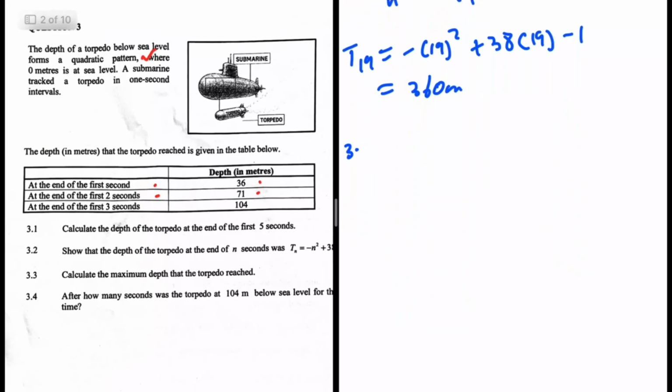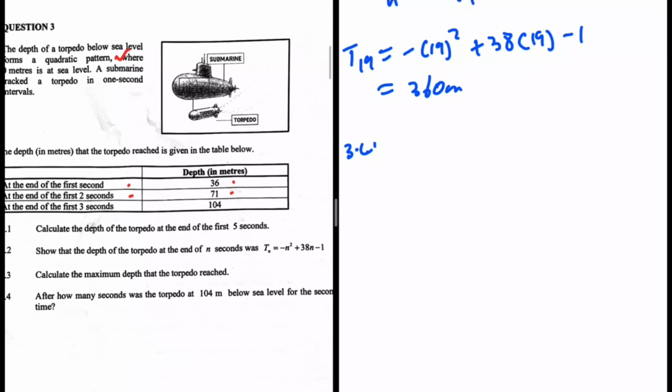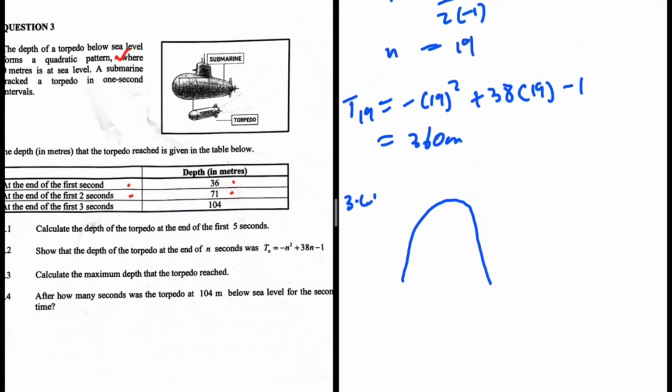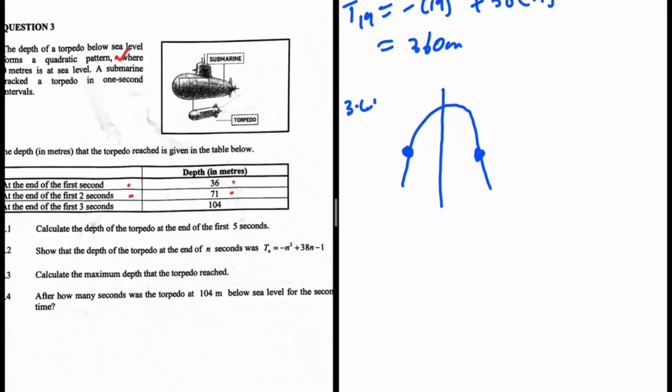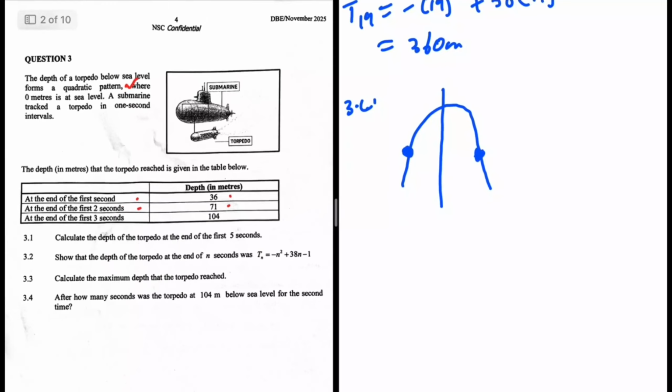3.4. After how many seconds was the object at 104 below sea level for the second time? So again, the fact that this is concave down means that it can reach that value 2 times, right? Let's say that is the axis of symmetry. It can reach the point at that point and then again there as well. So it is a very valid question. After how many seconds was the object at 104 below sea level for the second time?